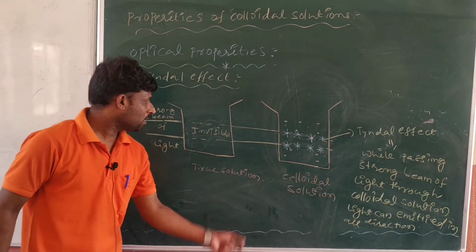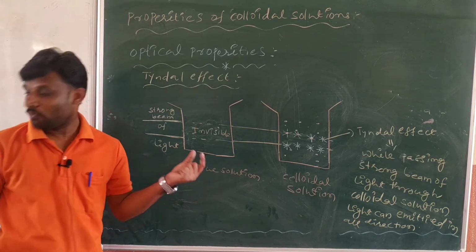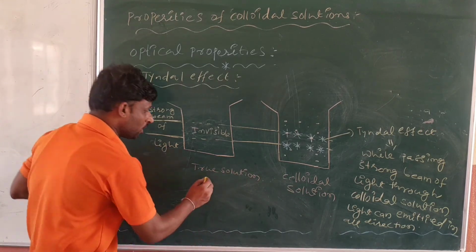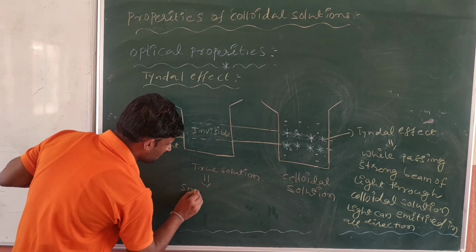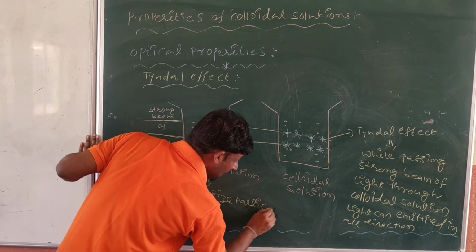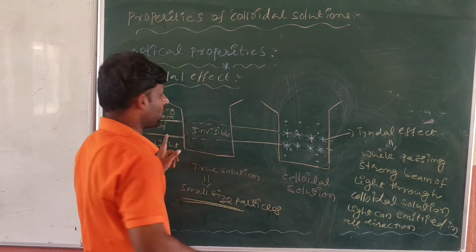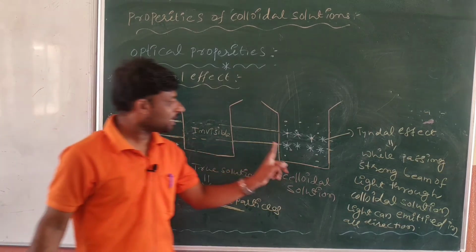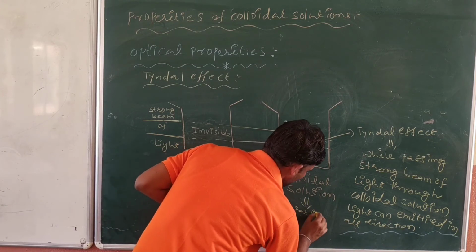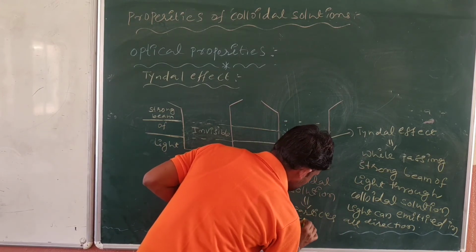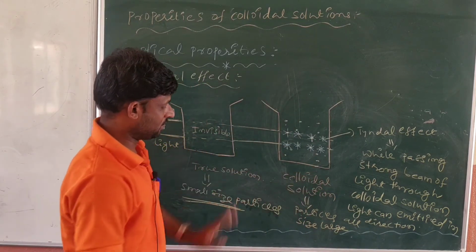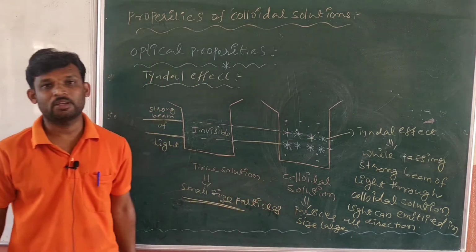Are you getting my point? But in the case of a true solution, it does not happen, because a true solution contains small particles, and these particles are smaller than the wavelength of light. But in a colloidal solution, the particle size is large, and these particles are bigger than the wavelength of light. Are you getting my point?